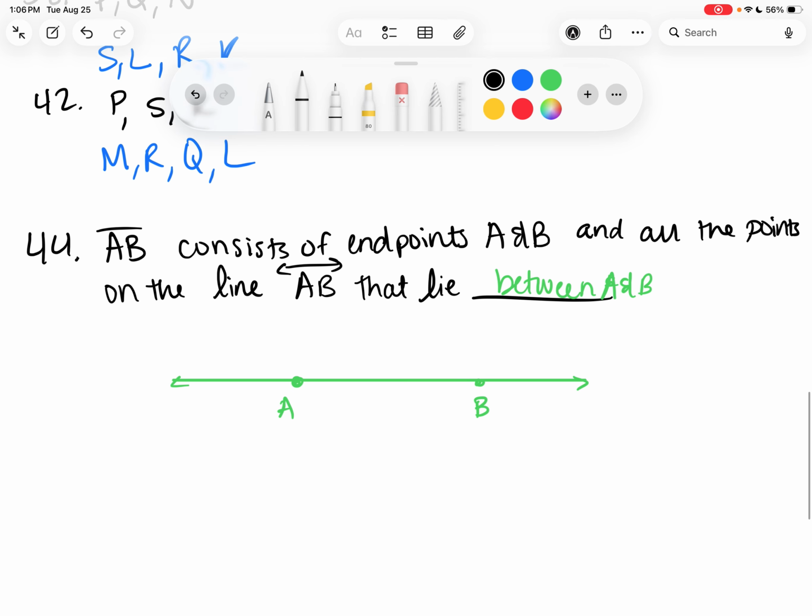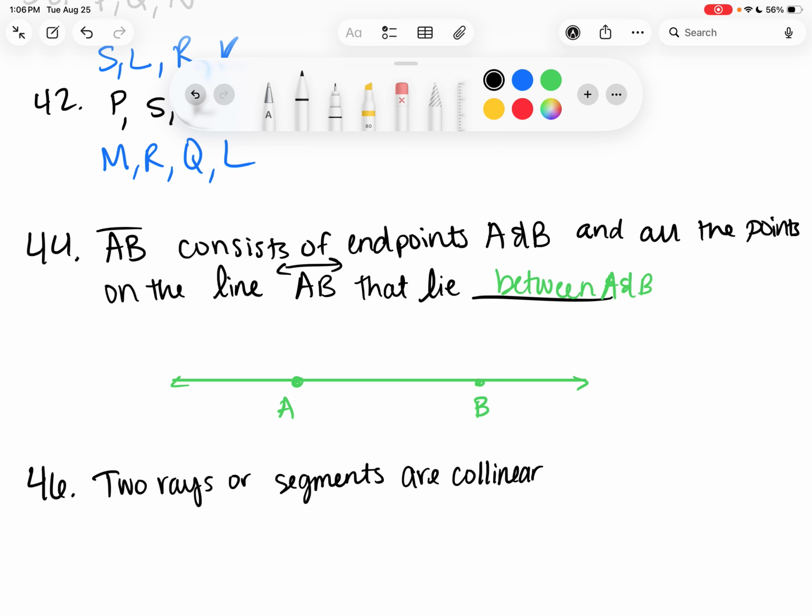46. This one might be a little easier. Two rays or segments are collinear if they blank. Are on the same line. Yep. We would usually say lie on the same line, but if you said are on the same line, that would be fine.